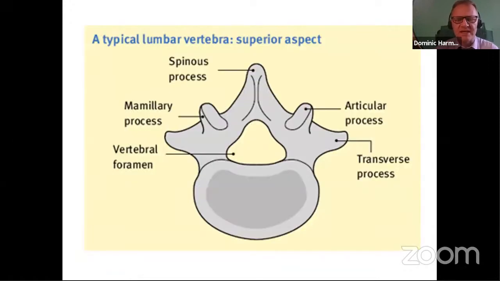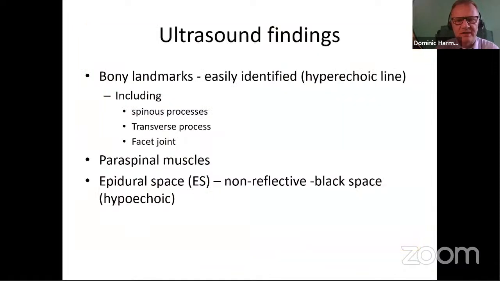Now there's your basic anatomy of your lumbar vertebra. You've got your spinous process, you've got your facet joints, and you've obviously got your vertebral body, which is not really relevant to the procedures we're doing.